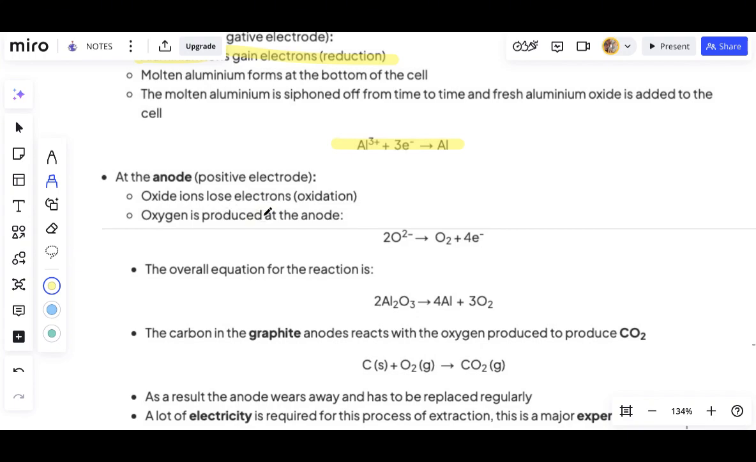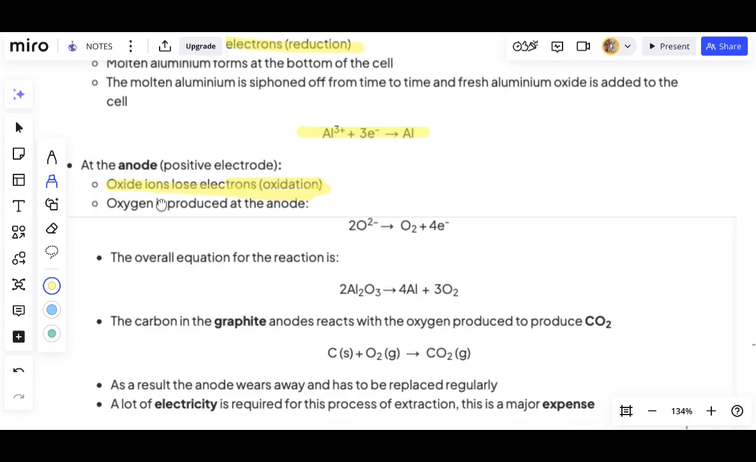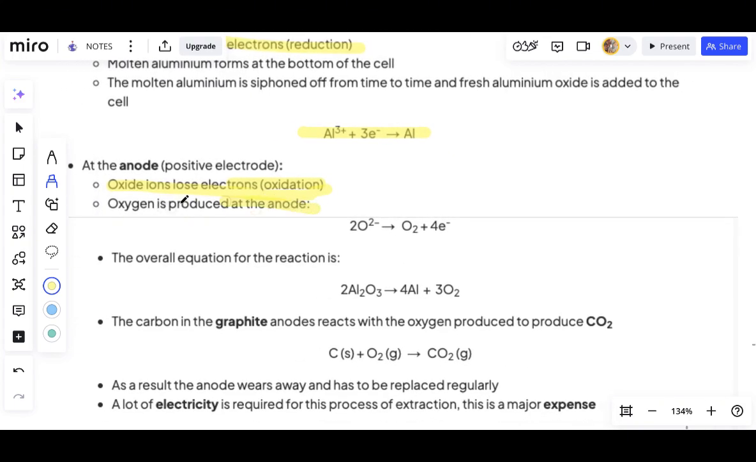Now at the anode, what happens is that the oxide ions lose electrons. When you lose electrons, you become oxidized. So oxidation is taking place at the anode. Now oxygen gas is produced at the anode. So you can see the oxide ions lose electrons to become oxygen gas.